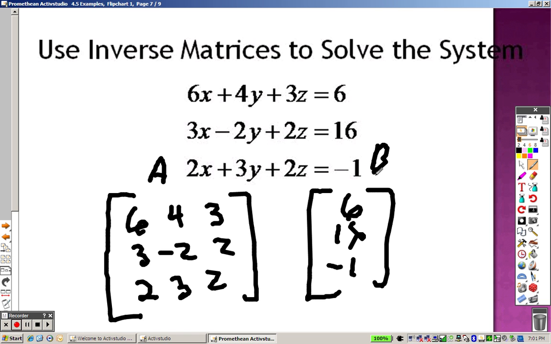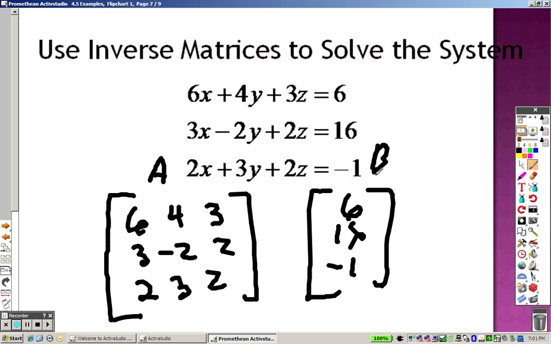So second, x to the negative 1. Let's edit A. It's a 3 by 3, but let's do 6, 4, 3, 3, negative 2, 2, 2, 3, 2. Then let's edit our B now as well. That's a 3 by 1. So that's a 6, 16, and a negative 1.